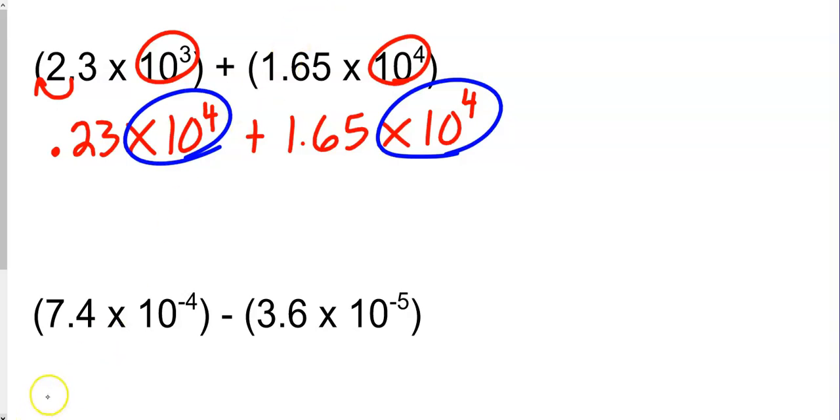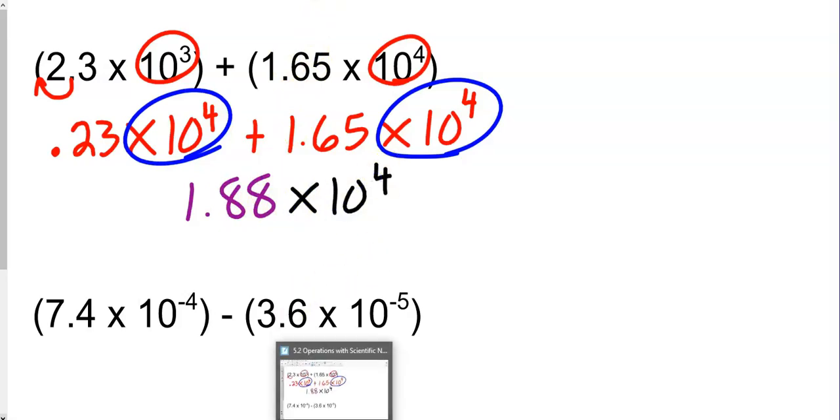So if I add 0.23 and 1.65, I get 1.88 times 10 to the 4th. You don't change the end piece. Do not add those exponents together and say it's times 10 to the 8th. That's not what's going on.